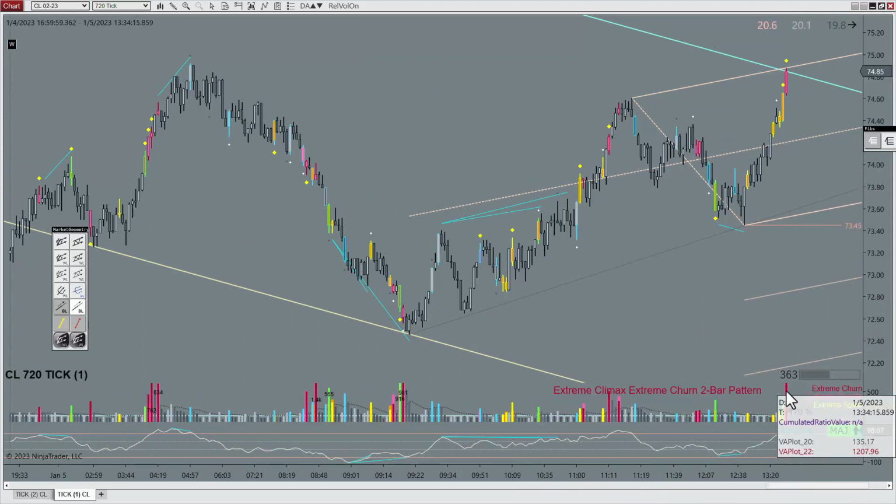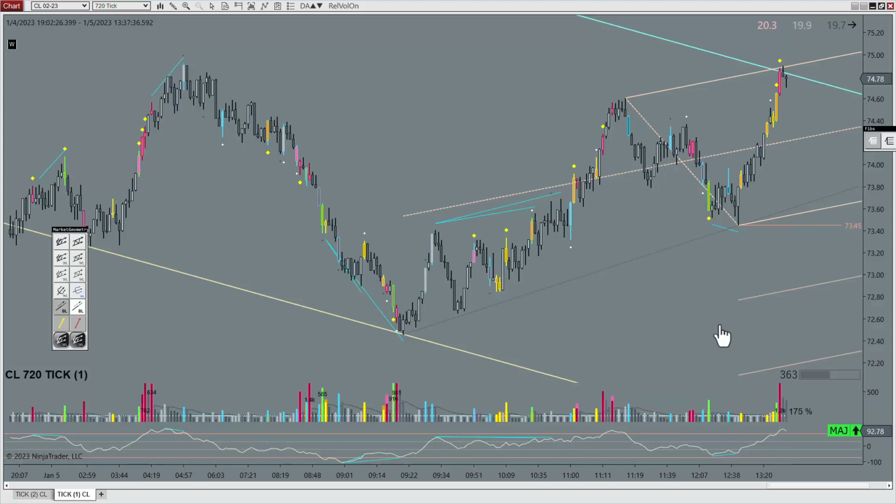And then it's just a huge, huge 2-bar pattern on the tick chart with, what is that? Over 1200% relative volume on the tick chart. That's insane. So beautiful confirming volume for that short.